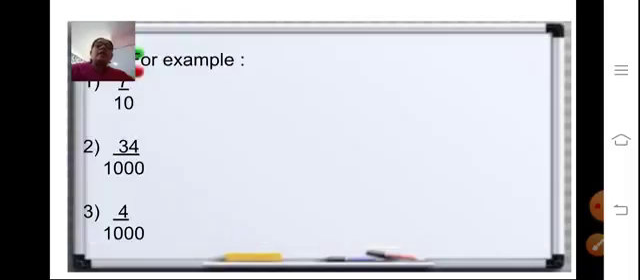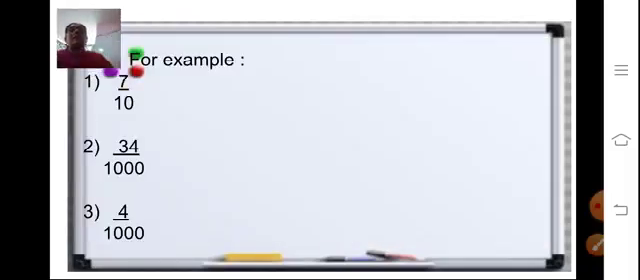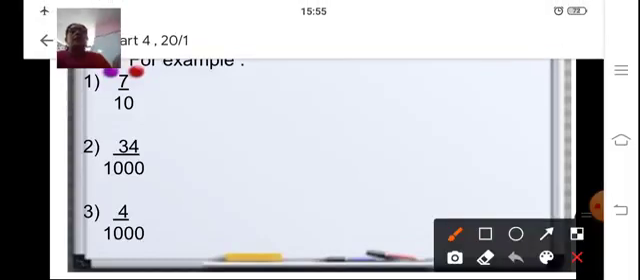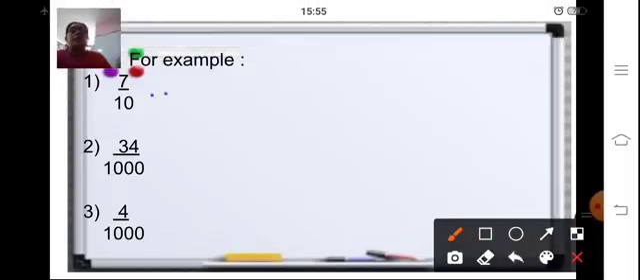Let us start with an example. The first one is 7 upon 10. To convert this into a decimal number, here it is 7 upon 10. You have got only 1 zero in the denominator. So what you will do is, you'll write the number 7 as it is. Now 1 zero means 1 decimal place. So put the point and then you will add 0.